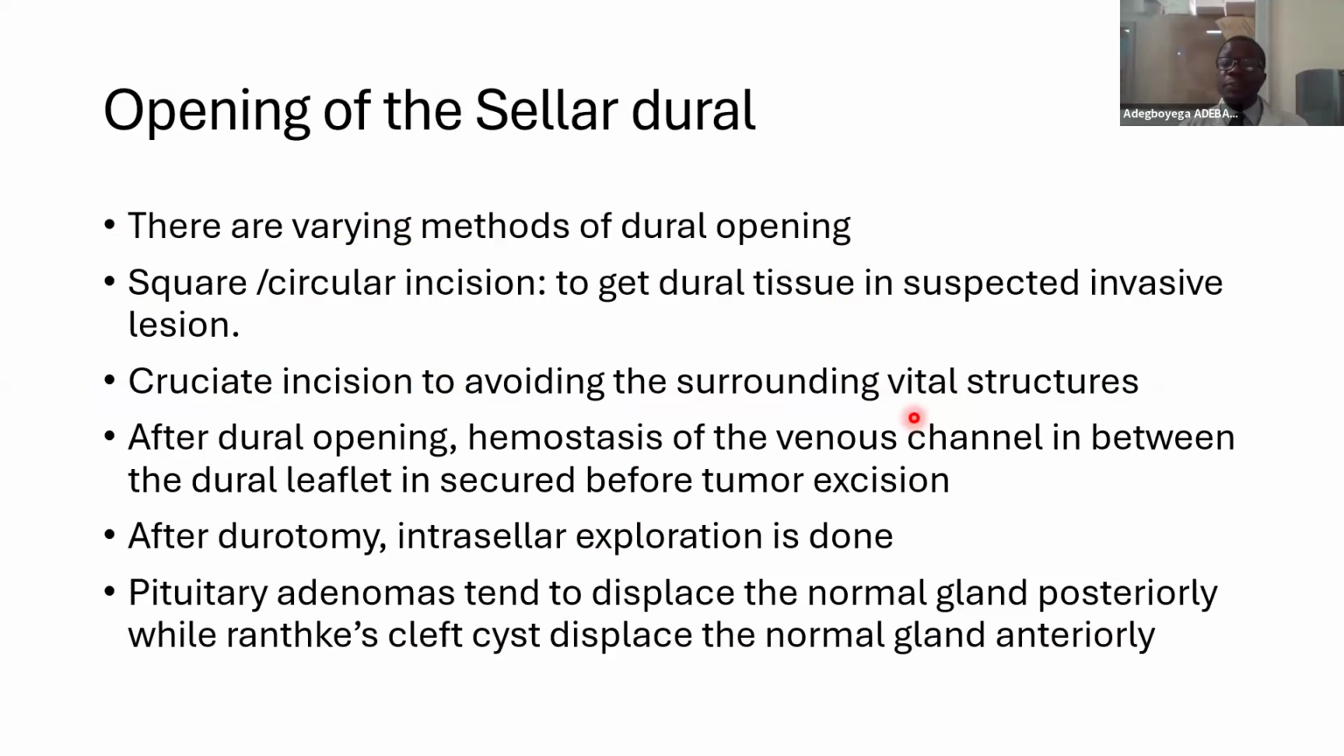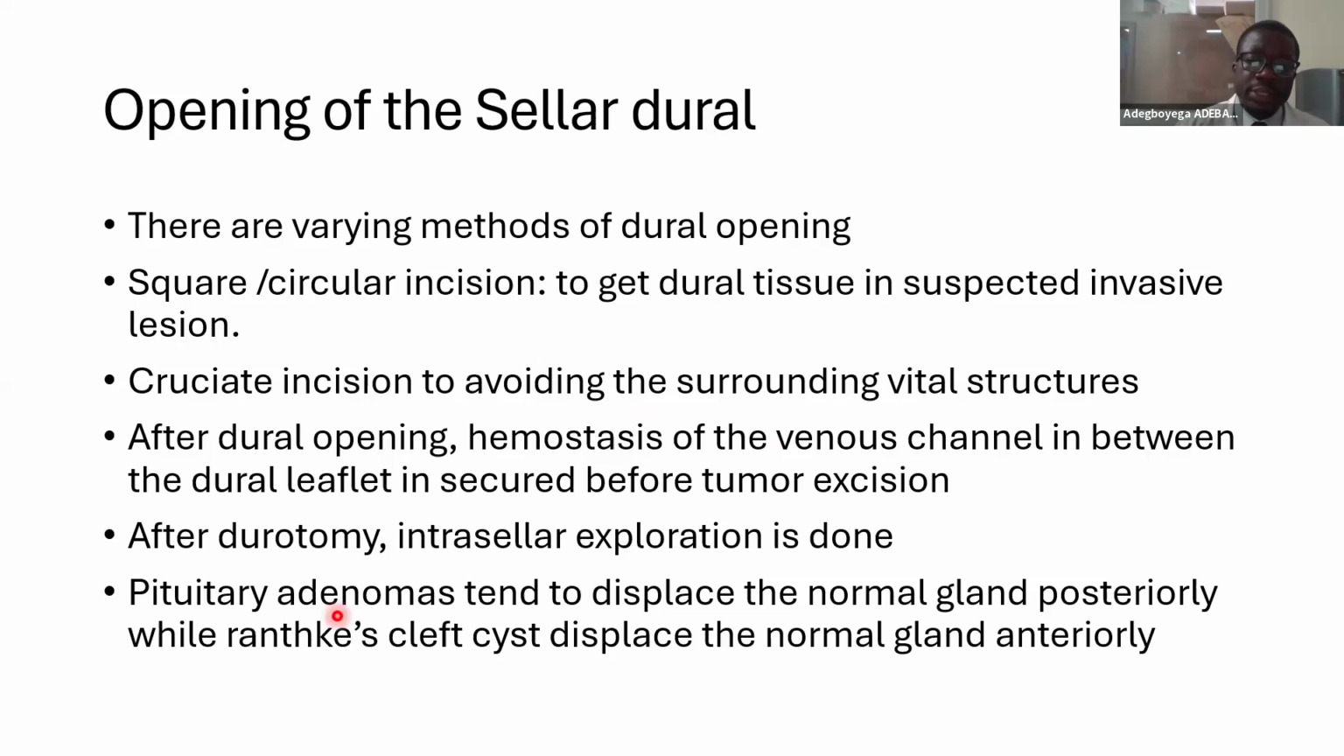Opening of the sellar dura can be done by various methods. People have used a circular incision or square incision, especially when it is suspected that the tumor would have invaded the sellar dura. This affords the opportunity of sending the dura also for histological diagnosis. Other surgeons have employed a cruciate incision, either diagonally or in the crucifix form. Care must be taken not to go too lateral so that one does not injure vital structures that are laterally located.